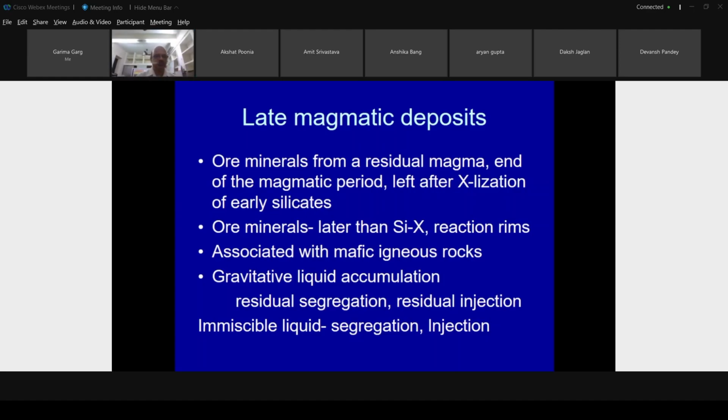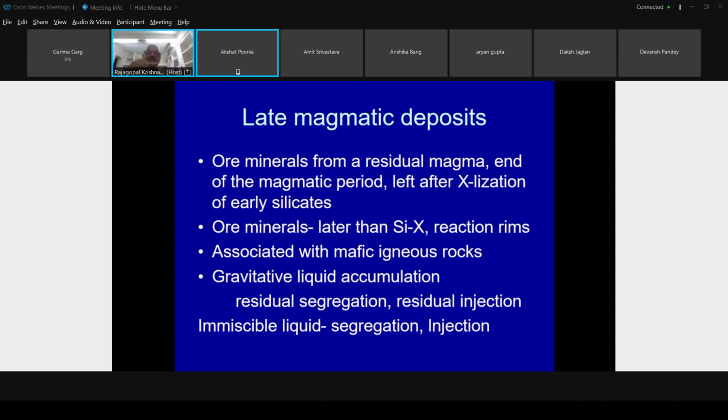Yes, Akshat Punia. So what is written here? Sir, late magmatic deposit. Okay, what is written after that? Ore minerals from a residual magma at the end of the magmatic period, left after exfoliation of early silicates. Okay, so this is one point.